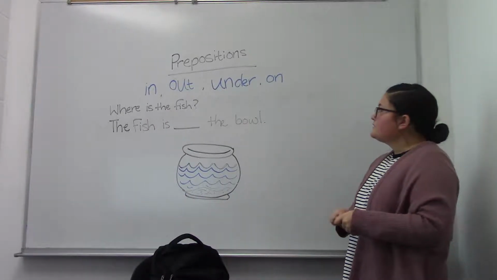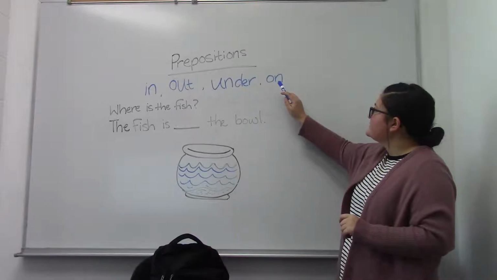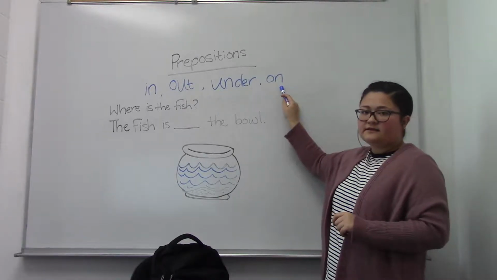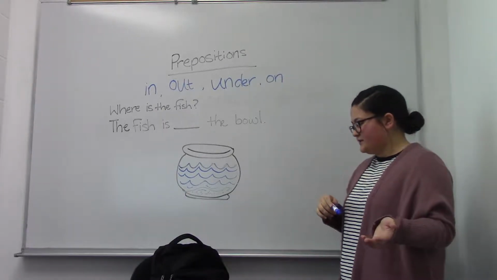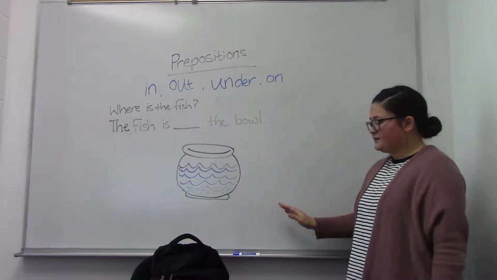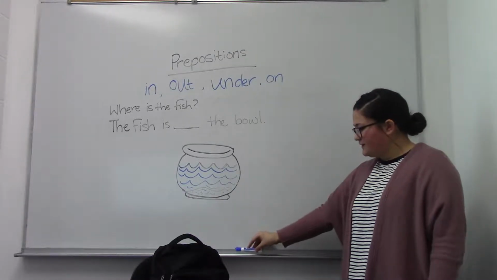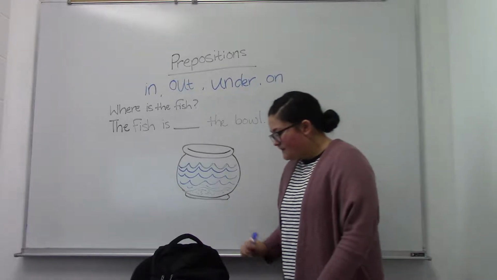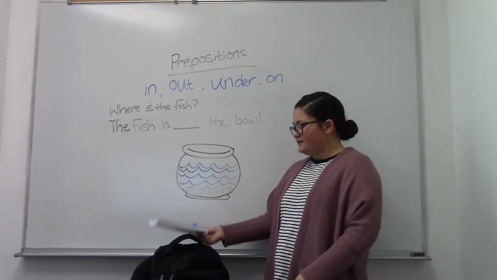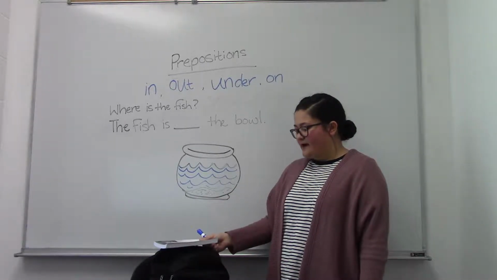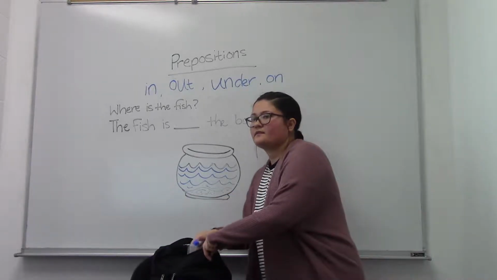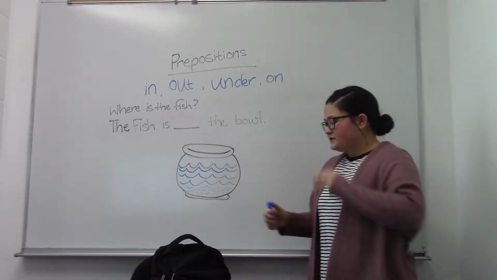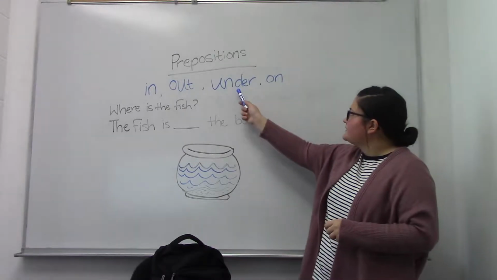The last one that we're going to look at is on, and it can mean the opposite of under. So you would say that the marker is on the whiteboard, right here, because it's on top. You could say that the book is on the chair or on the backpack right now. So it's basically just going to mean the opposite of under.